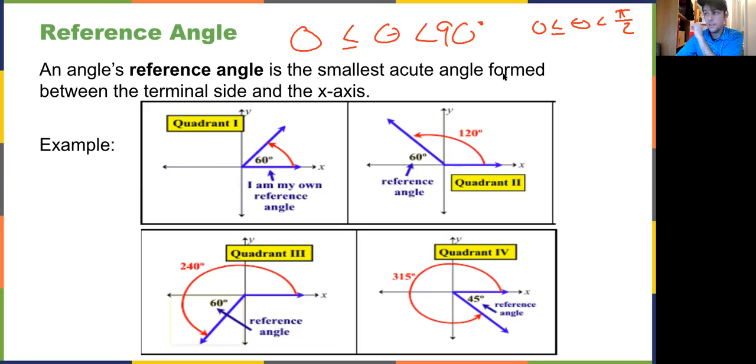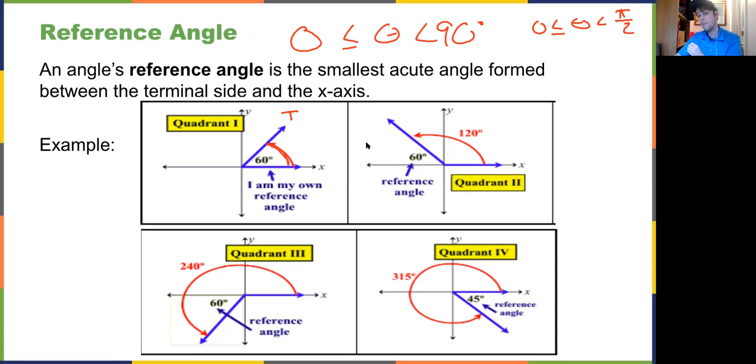What you do to find the reference angle changes a little bit depending on what quadrant we're in. So in this case, we're in quadrant 1. We take our terminal side and we measure the angle, the shortest distance between the terminal side and the x-axis. In that case, it's right here. It's the same as the angle. It's a 60-degree angle. The reference angle is 60.